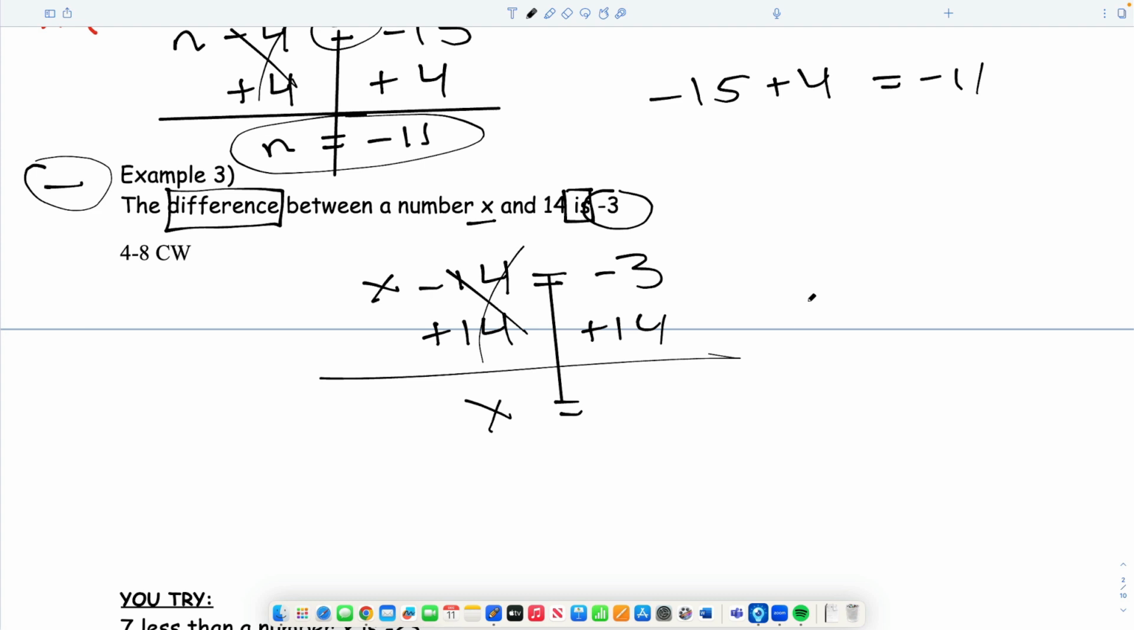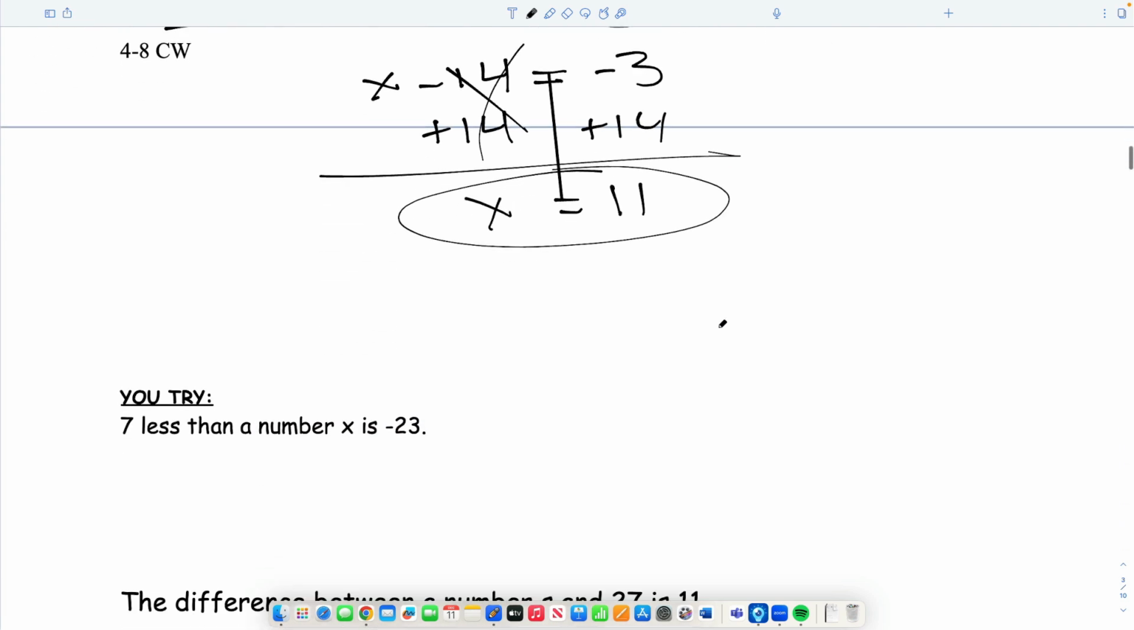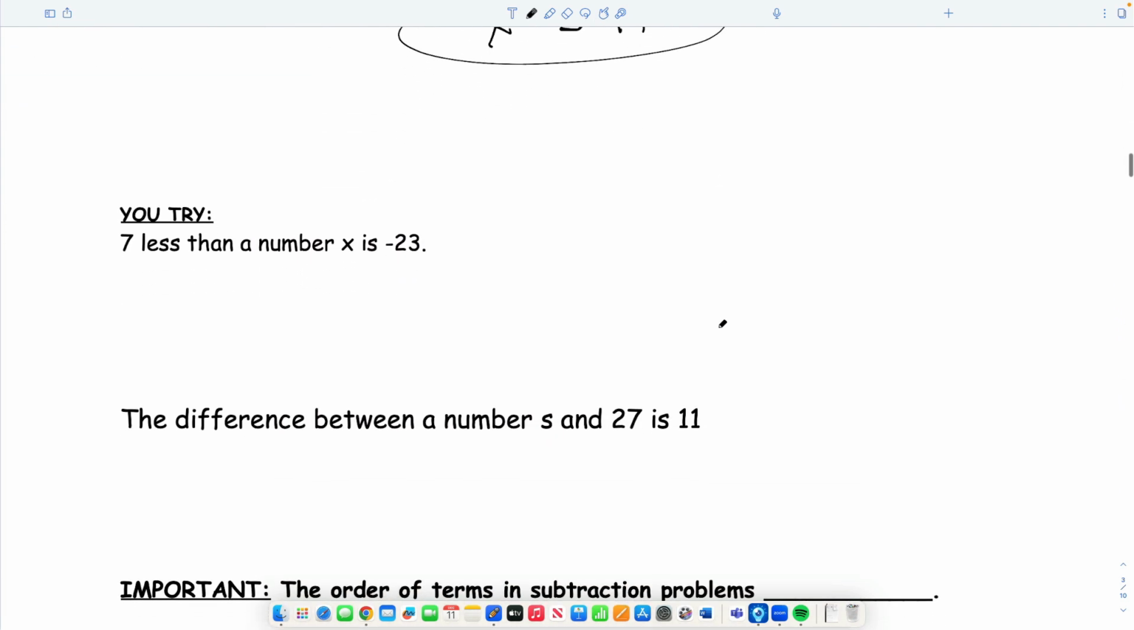You don't have to know 100% or be confident. You just have to attempt it. 3 bad guys, 14 good guys. Charlie, what's the answer? 11. X would equal 11. You've just created 3 equations. You've solved 3 equations. Try these 2 on your own.